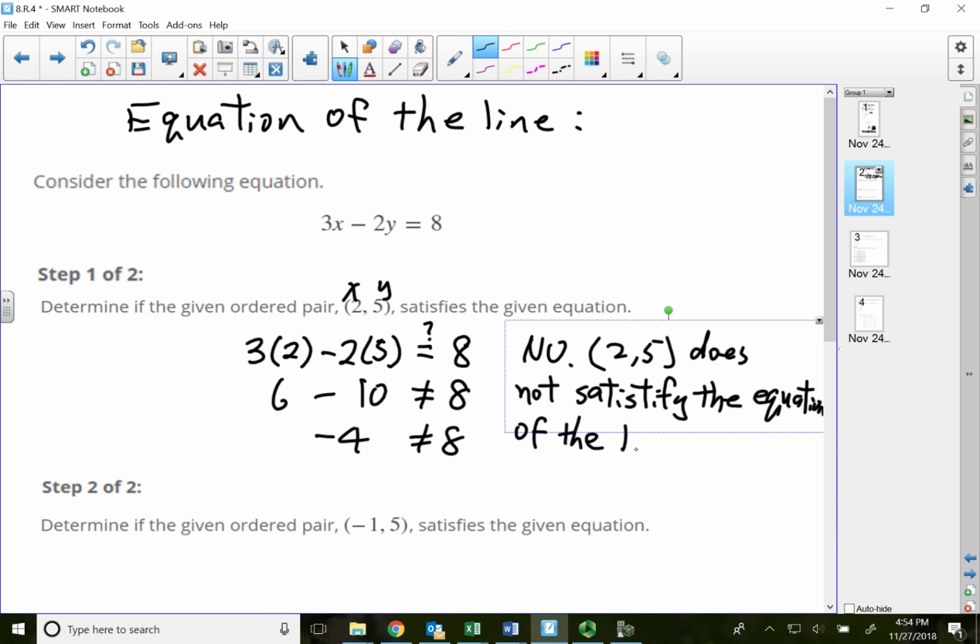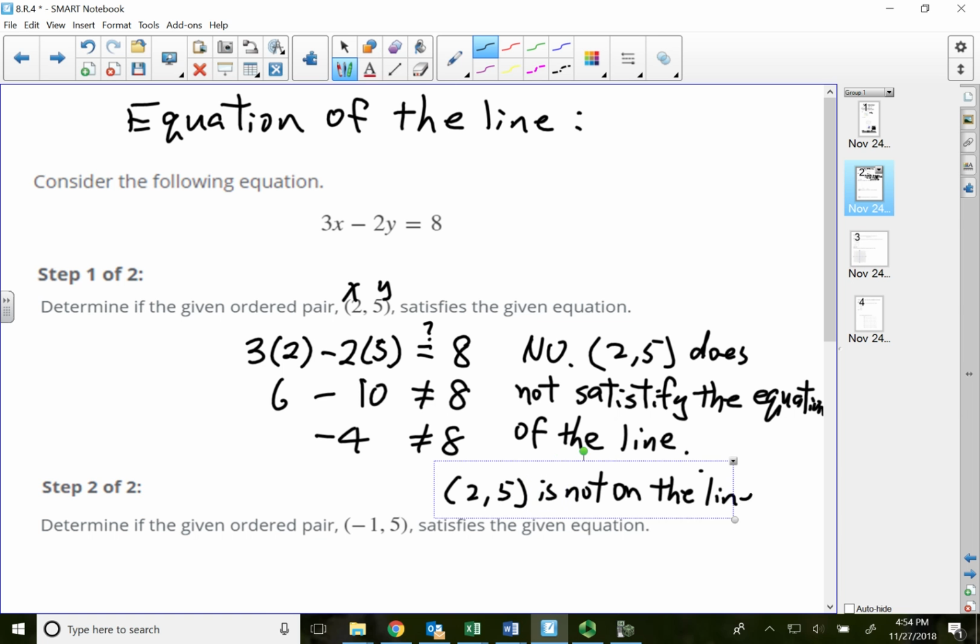Now, what this is also saying here, remember, right now I'm using the word equation. So every equation of the line means the equation is the line, the line is the equation. So if this particular coordinate does not satisfy the equation, that simply also implies that (2, 5) is actually not on the line. That's what that means. That particular point is actually not part of the line that we are going to learn how to draw.